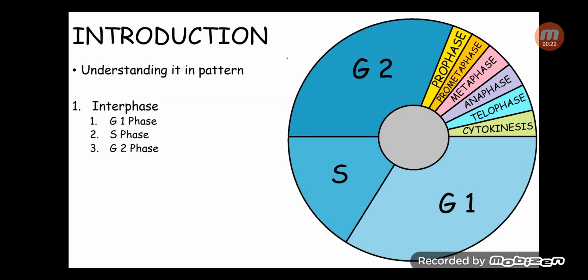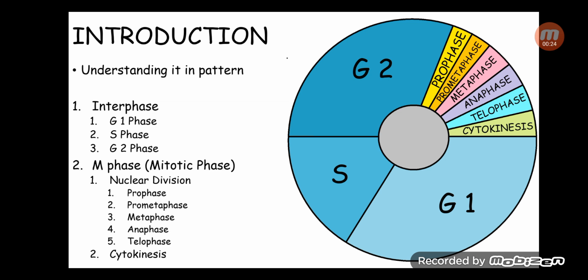The cell cycle includes interphase and M phase. Interphase is further divided into G1 phase, S phase and G2 phase. During interphase, the cell prepares itself for division. Then occurs M phase, which is also called the mitotic phase. M phase is divided into nuclear division and cytokinesis.